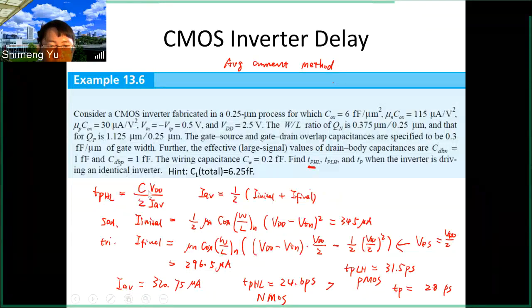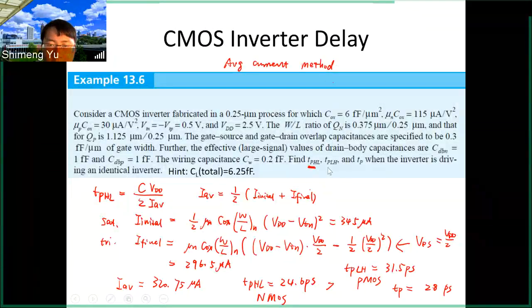Then we plug in here: the capacitance, 6.25 femtofarad, and VDD. The power supply is given as well, in this case 2.5 volts. And then you can calculate the TPHL. The final numerical value is 24.6 picosecond. And pico is 10 to the minus 12.